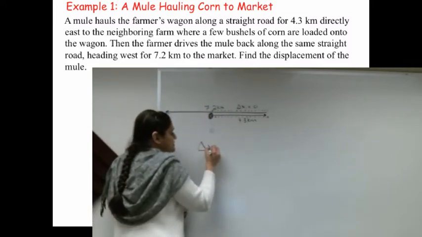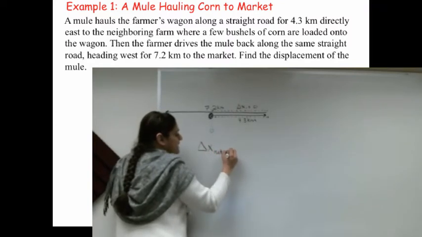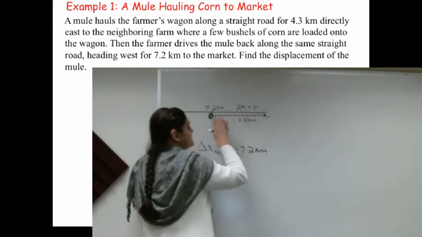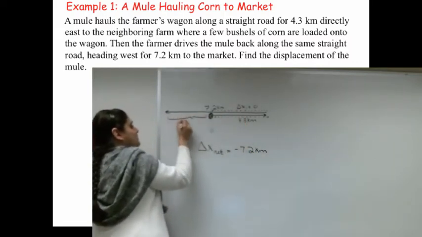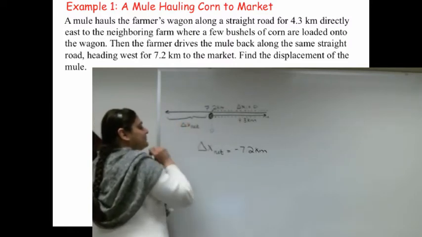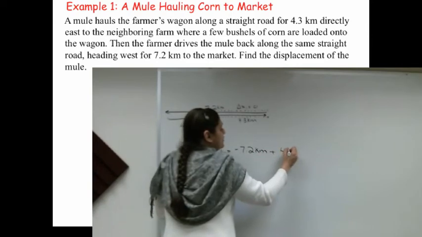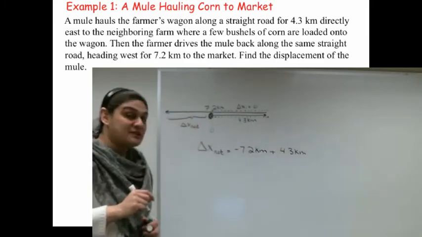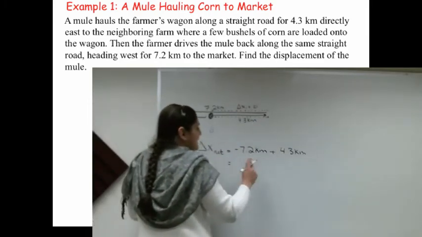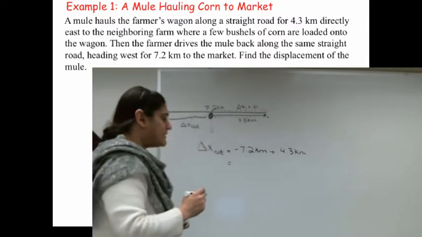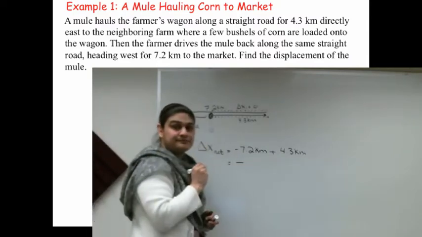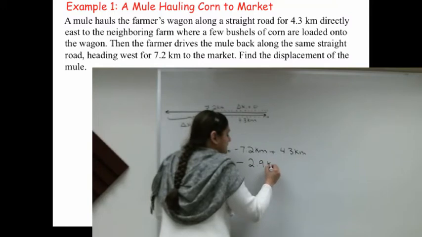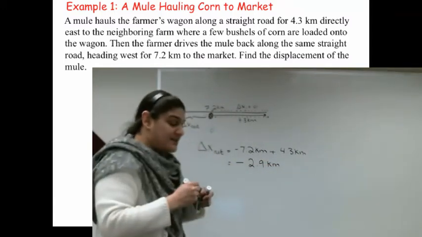So my delta x, which is my net displacement, is going to be minus 7.2 kilometers, because that's the distance he moved, plus 4.3 kilometers, because I know that in this direction he moved towards the positive side, right? So if I do a quick math, what is the answer going to be? It is going to be minus 2.9 kilometers. Okay?